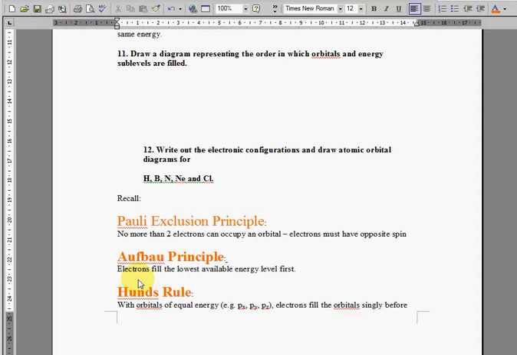For the Aufbau principle, electrons fill the lowest available energy level first. Okay, and I have a diagram to support that. And thirdly, Hund's rule. With orbitals of equal energy, e.g. px, py, pz, electrons fill the orbitals singly first.